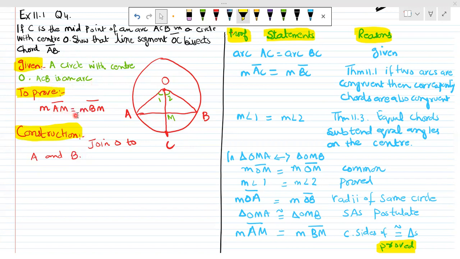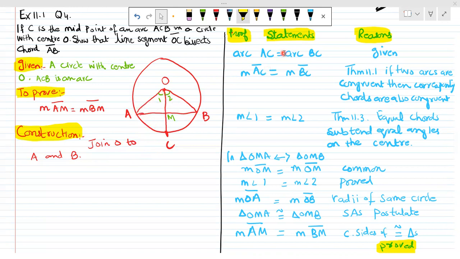We have to prove that AM is equal to BM, and here we can see that the line segment OC is bisecting the chord. This is OC and it is bisecting the chord. And here is the point M. It means that we have to prove that this distance AM is equal to this distance BM. We have joined O to A and B so as to create a situation of the triangles.